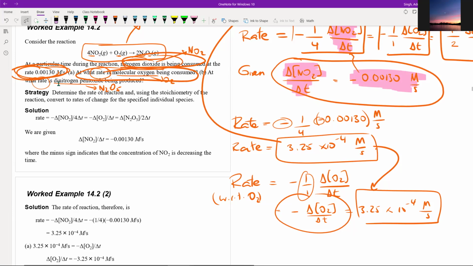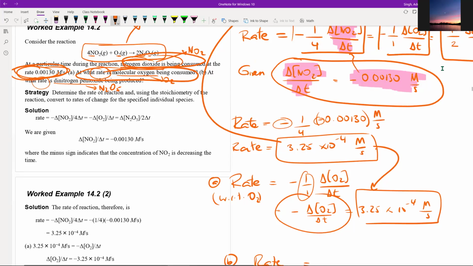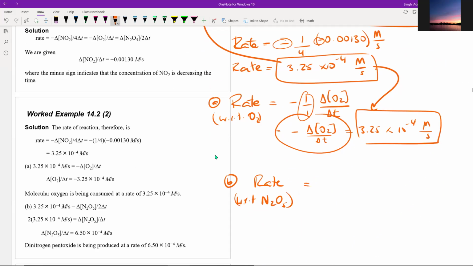Part B, at what rate is dinitrogen pentoxide being produced? Okay, so if we look at B now, again, the rate with respect to N2O5 will be equal to, what do we write up here? 1/2 delta N2O5 over delta T, right? And that is also equal to 3.25 times 10 to the negative 4 molar per second, right?